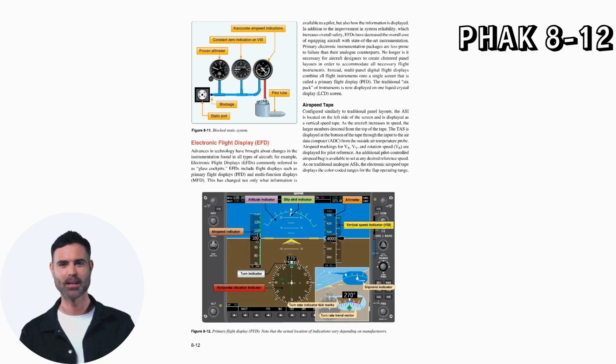Electronic flight display. Advances in technology have brought about changes in the instrumentation found in all types of aircraft. For example, electronic flight displays, EFD, commonly referred to as glass cockpits. EFD include flight displays such as primary flight displays, PFD, and multifunction displays, MFD. This has changed not only what information is available to a pilot, but also how the information is displayed.